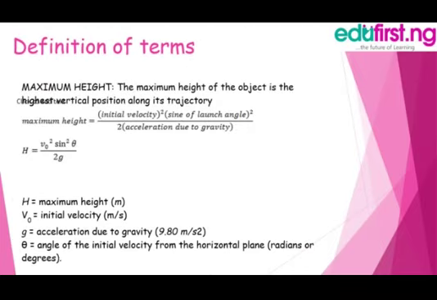Maximum height. Maximum height is calculated using the equation above, where h stands for maximum height, in meters, which is the SI unit; V0 is the initial velocity in meters per second; g is the acceleration due to gravity as stated earlier; and theta is the angle in degrees from the horizontal plane.